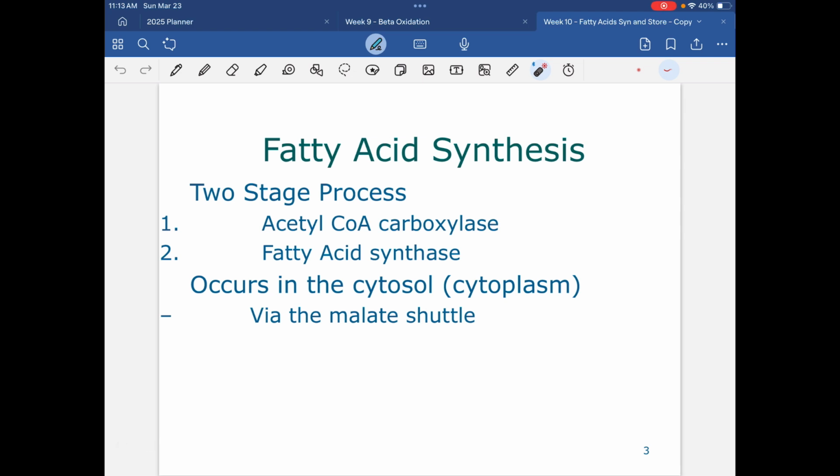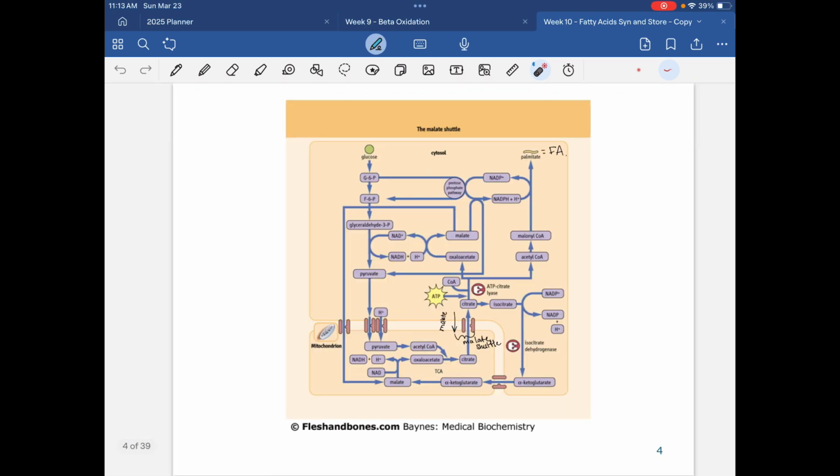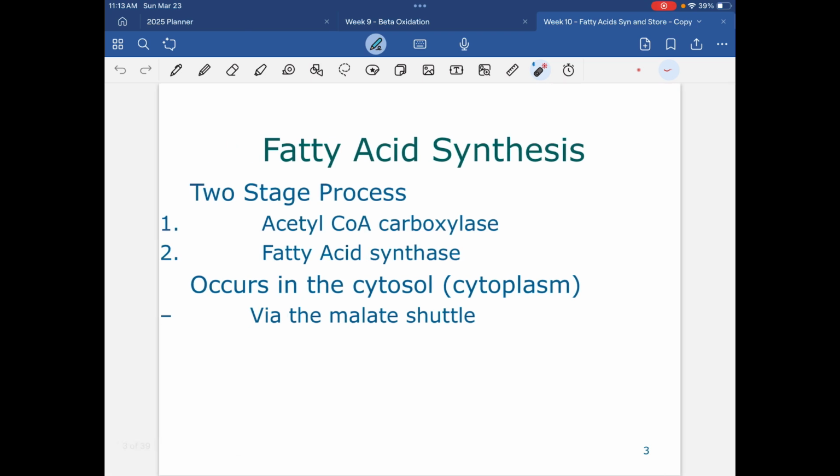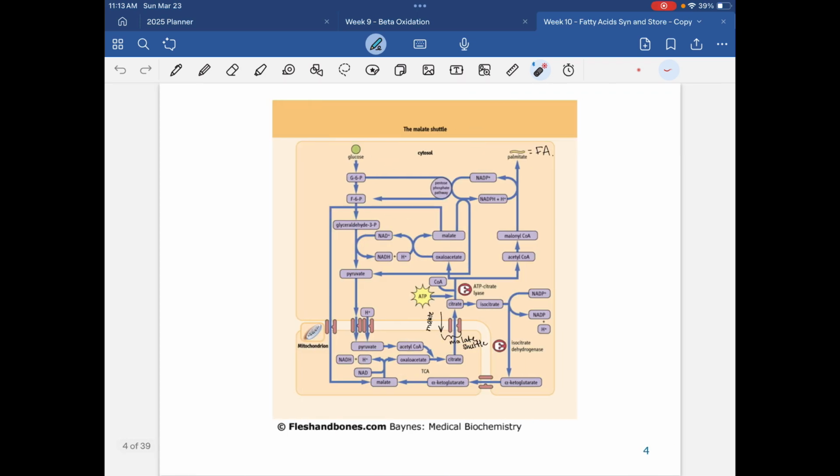So two big steps in the process: acetyl-CoA carboxylase and fatty acid synthase. We're going to see those. Of course, we're always worried about location. It's going to be in the cytosol this time. So we broke them down in the mitochondria. We're going to build them up in the cytosol. Once again, if we need to transport things through a membrane, we often need some sort of system to help us do that. We're going to see the malate shuttle come back.